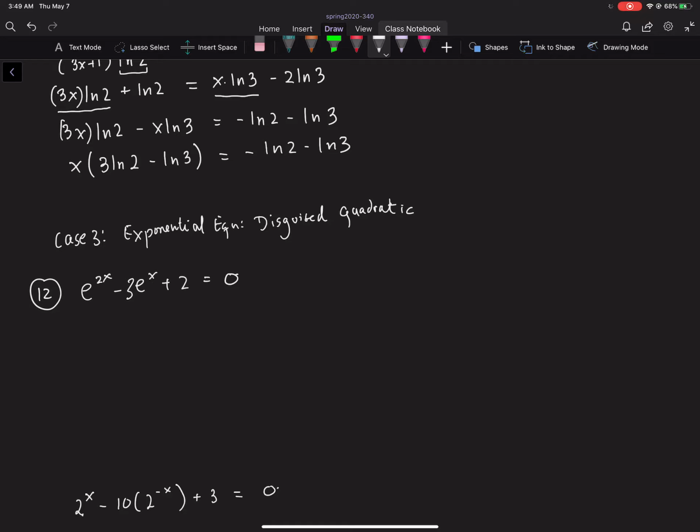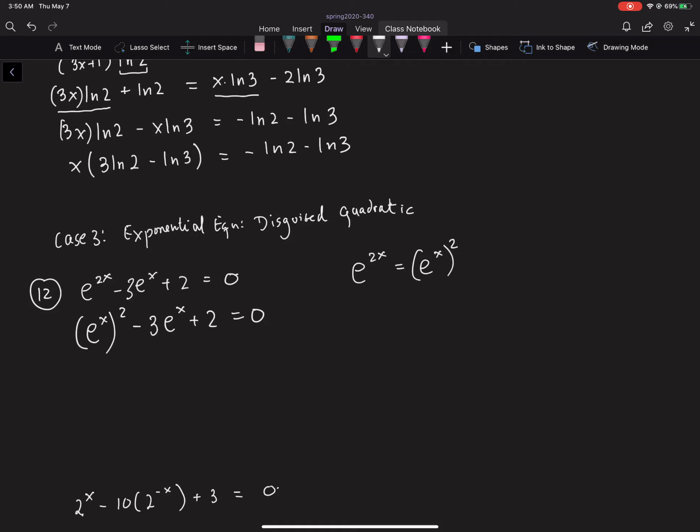In this example, if you step back a little bit, you see that it looks quadratic, but it's not a regular old quadratic. Because e to the 2x, if you think a little bit, using rules of exponents is the same as e to the x all squared. So I can rewrite this as e to the x all squared minus 3e to the x plus 2 is equal to 0.